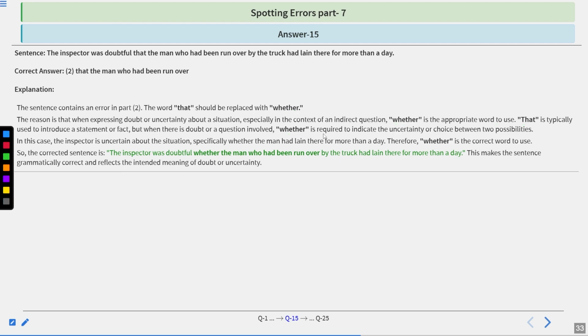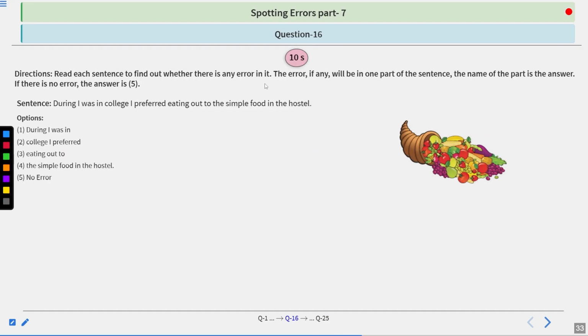Let's move to the next question. The sentence is: During I was in college, I preferred eating out to simple food in the hostel. Options are given below. You have 10 seconds to spot the error.